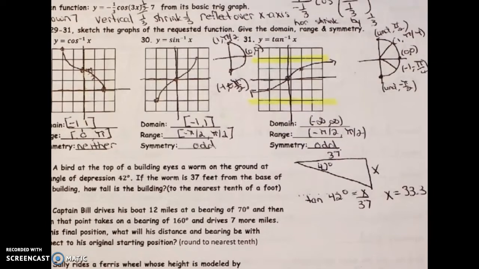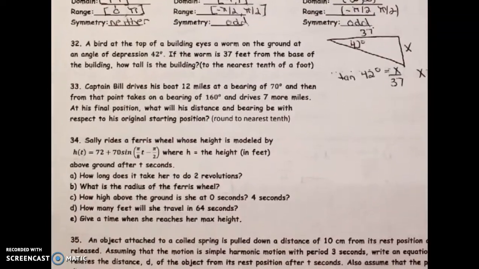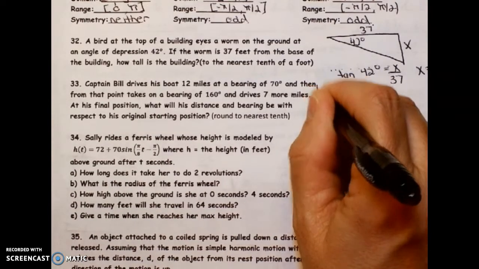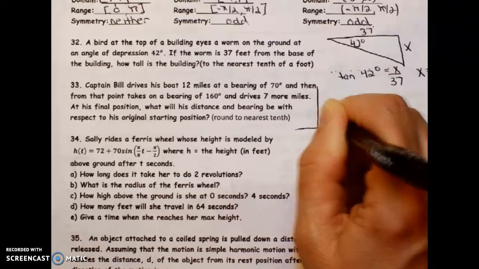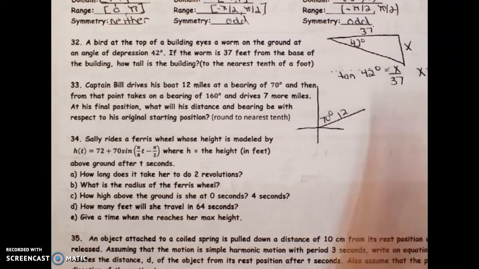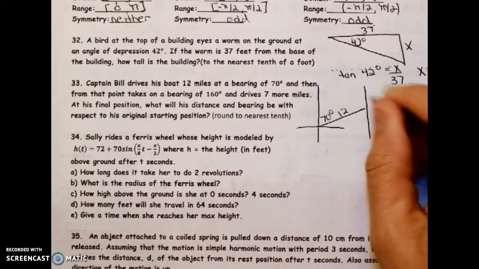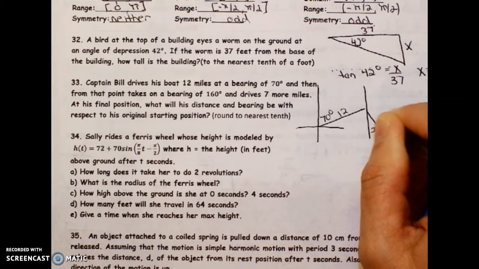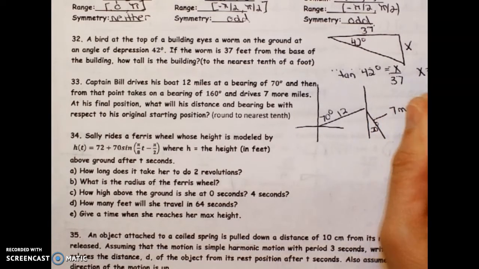Moving on to number 3, we have Captain Bill goes at a bearing of 70 degrees. So let's draw that in. So again, we're starting with respect to north, going 70 degrees. That would be in here. And that is 12 miles. Then they go at a bearing of 160. Well, this would be 180. So shy of that would be 160, which lets me know that angle in there is 20. And this is 7 miles.